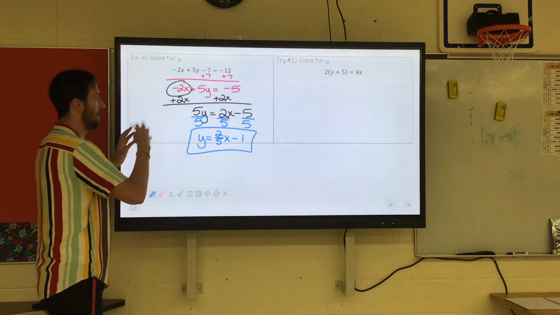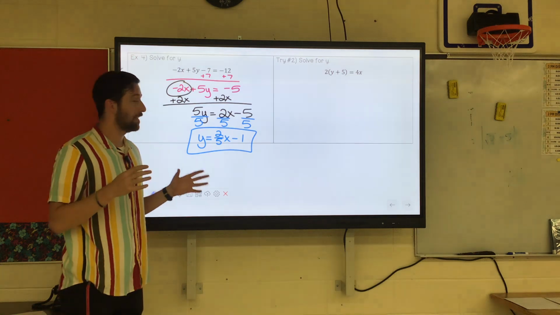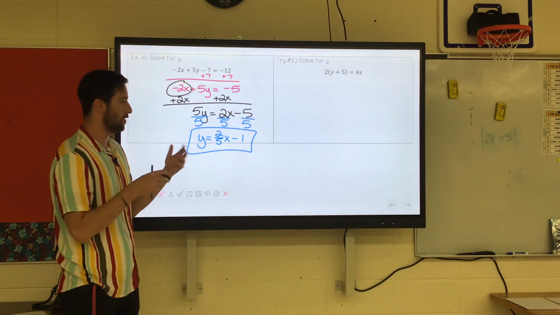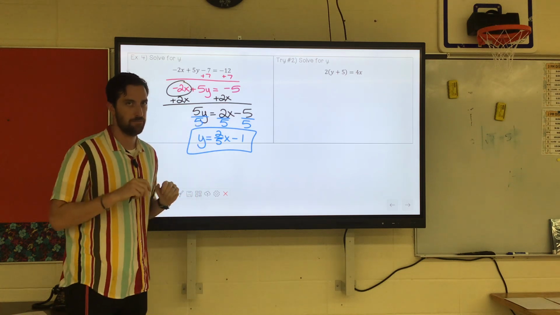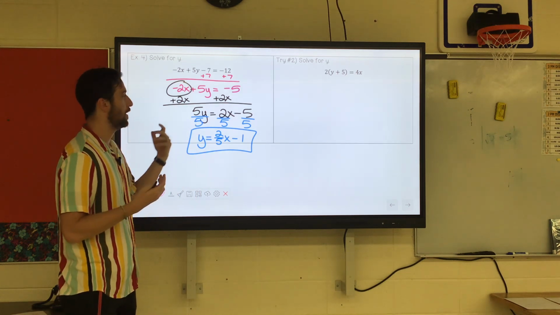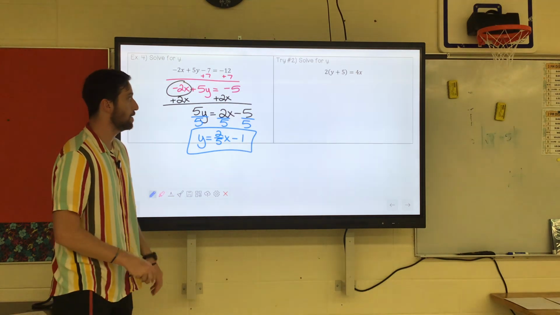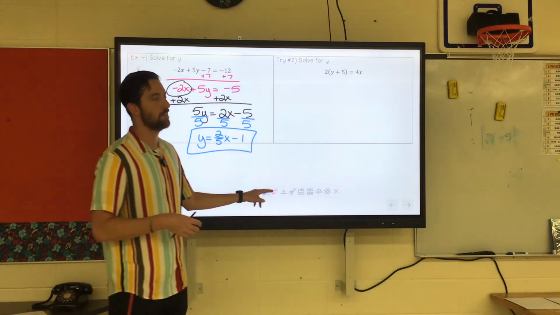Now this type of problem, we do this a lot once we get to graphing. We turn things into, this would be considered slope-intercept form. You get y by itself. So that is a nice skill to have in the future. I do have one for you to try here, but I will guide you a little bit on this.